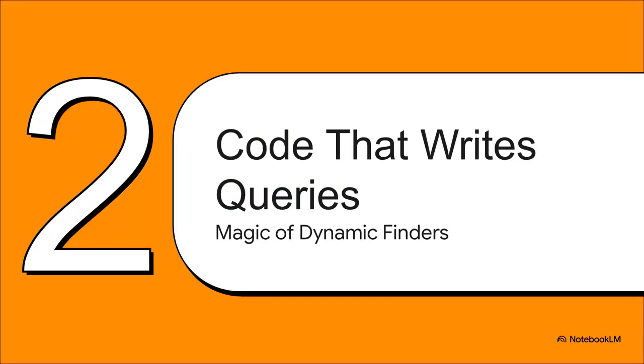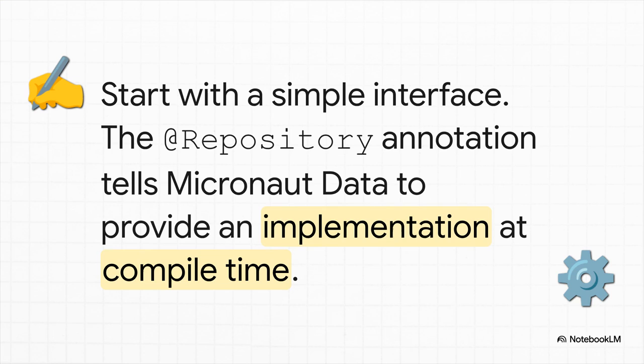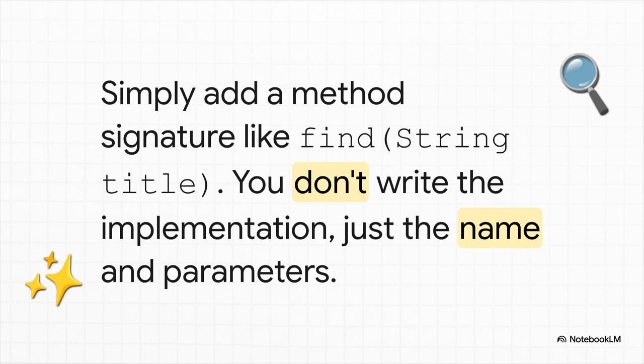So what does this magic actually look like when you're writing code? You might be surprised by how simple and, frankly, how normal it looks. You just start with a simple interface, just like this. If you've ever used another data framework, this should look incredibly familiar. You've got a book repository, it extends CrudRepository, and you tell it you're working with Book objects that have a Long ID. And that's it. Seriously. At compile time, Micronaut Data sees this and just wires up all the standard create, read, update, and delete methods for you.